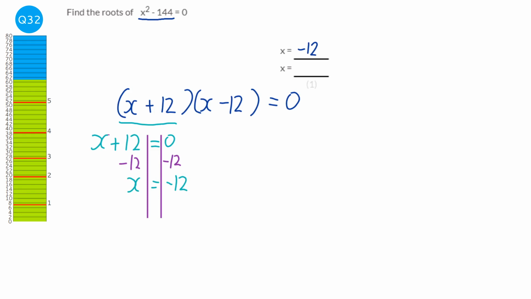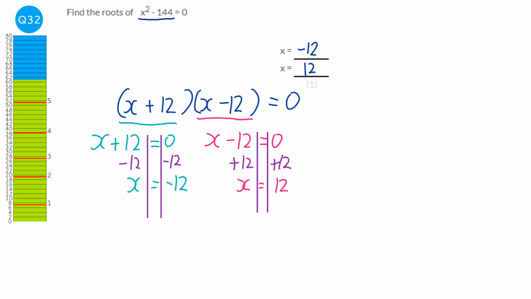And we do exactly the same thing to the other bracket. So get it equal to 0 and solve. So add 12 both sides. You'll notice something about the numbers here, that they are just exactly the same. And that's because when you find a solution, you get the number here and you just change the sign. So that becomes minus 12 and that becomes plus 12.